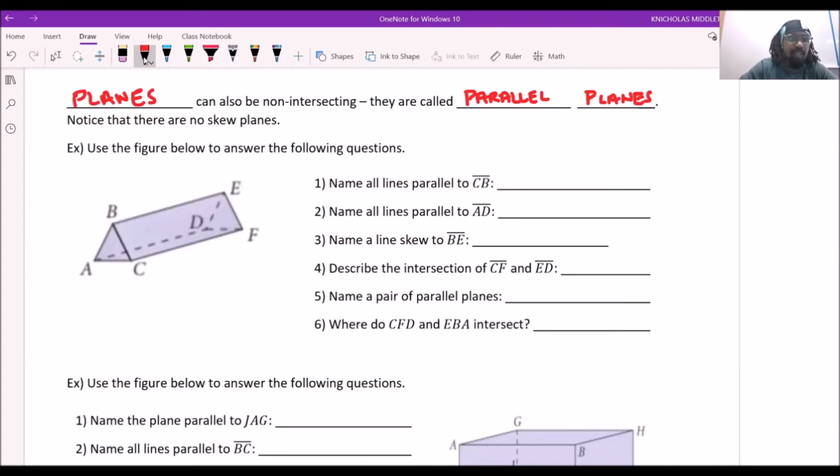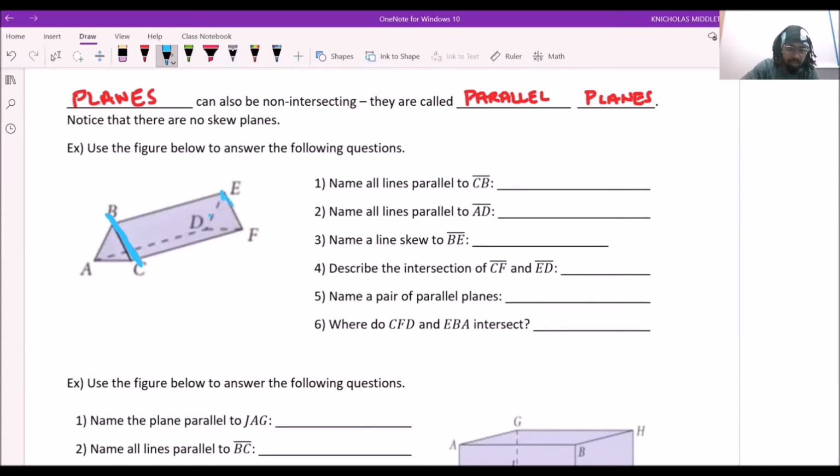Okay. So let's answer some questions. It says use the figure below to answer the following questions. Name all lines parallel to CB. Again, you can use your OneNote, your pen, marker, highlighter, whatever, to help answer these questions for you. They want us to name all the lines that are parallel to CB. So it's important for us to look at parallel and not just, hey, they don't touch, but they have the same direction about them.